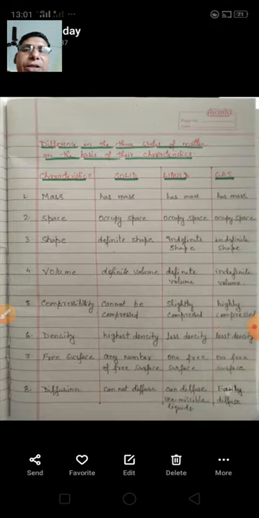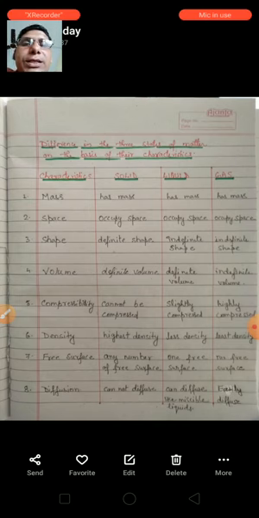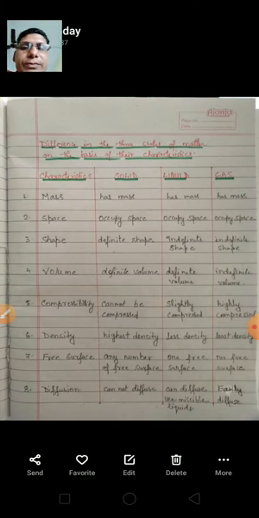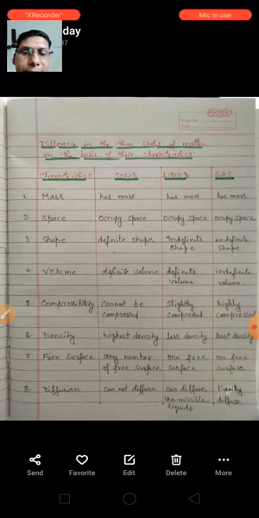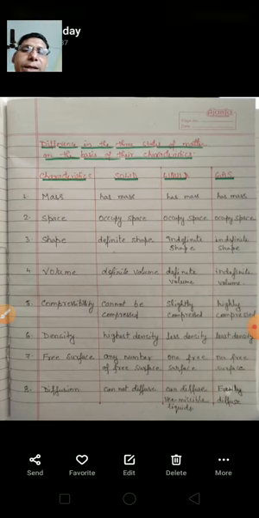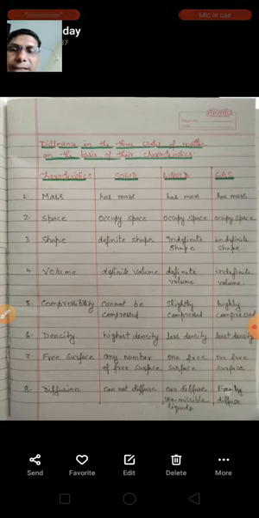Difference in the three states of matter on the basis of their characteristics. Here I have made a table in which I have listed the characteristics on one side, and the properties of solid, liquid and gases have been written separately. So let us see the first characteristic.